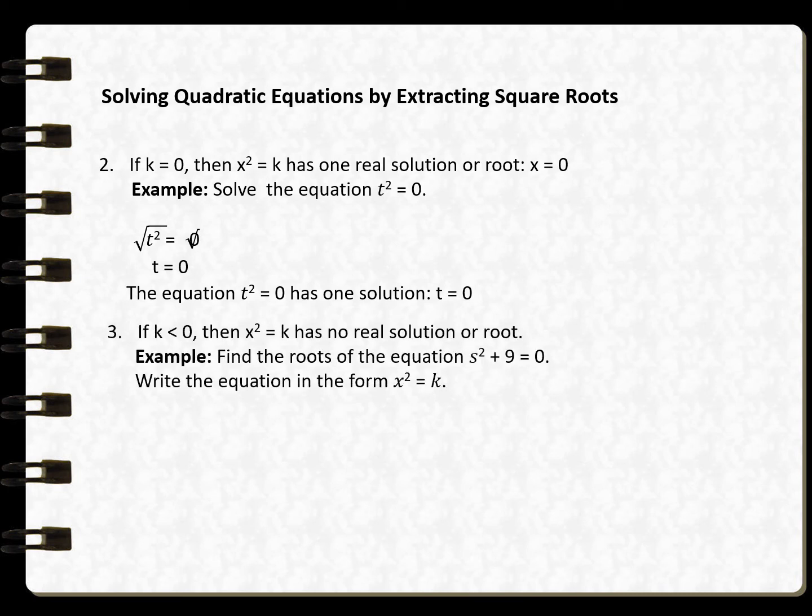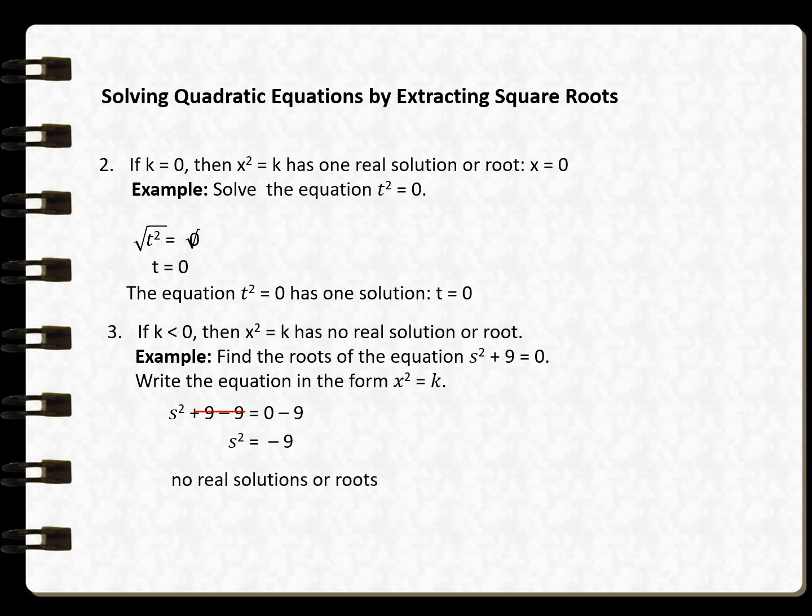Number 3. If k is less than 0, then x squared equals k has no real solution or root. Find the roots of the equation s squared plus 9 equals 0. Write the equation in the form x squared equals k. So, let's subtract 9 from both sides of the equation para makancel natin ang 9. That gives us s squared equals negative 9. And then get the square root.